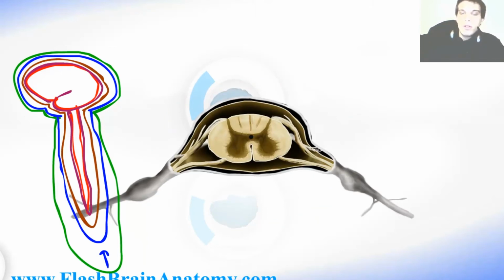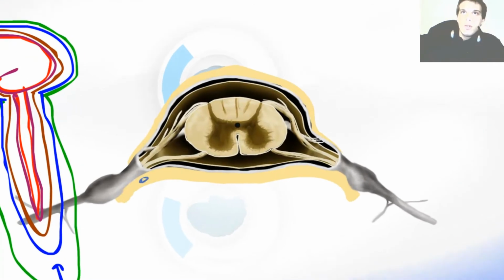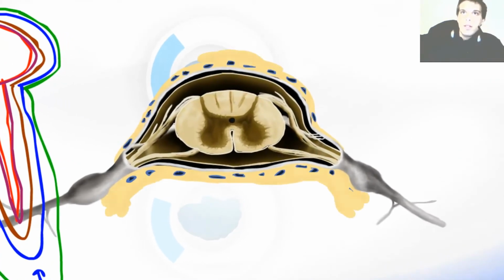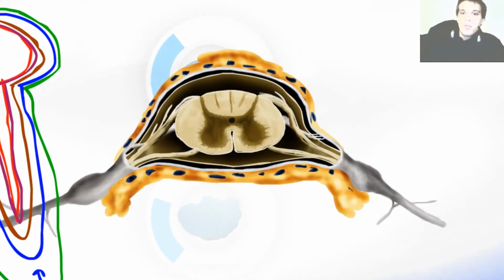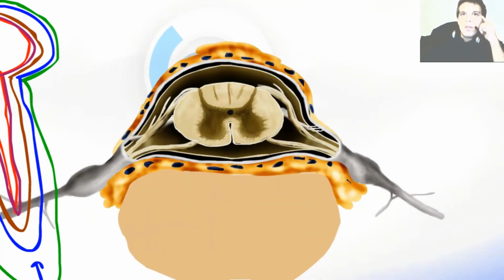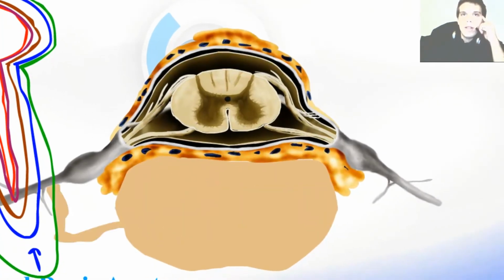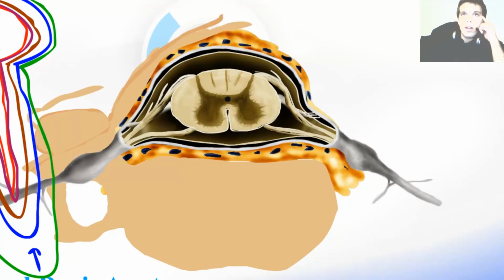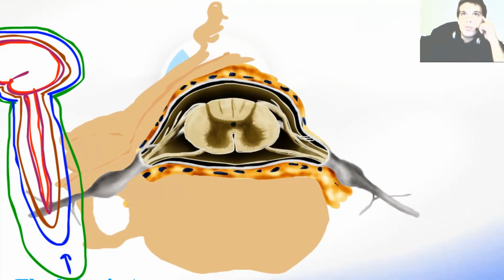But between those two layers, there is a fat tissue and some veins. Here I photoshopped it a little bit. So this is the body of the vertebra. Then comes the transverse process, and the lamina, the spinosus process. Then the same on the other side.